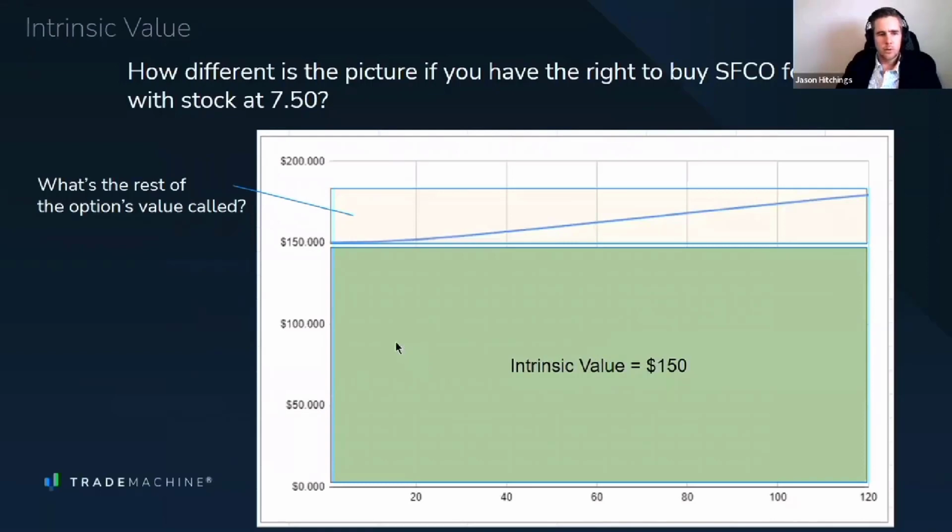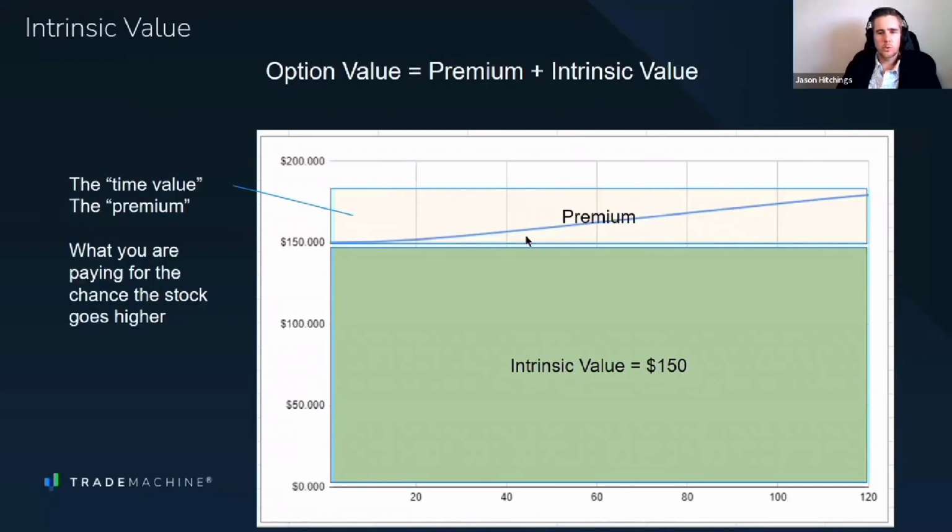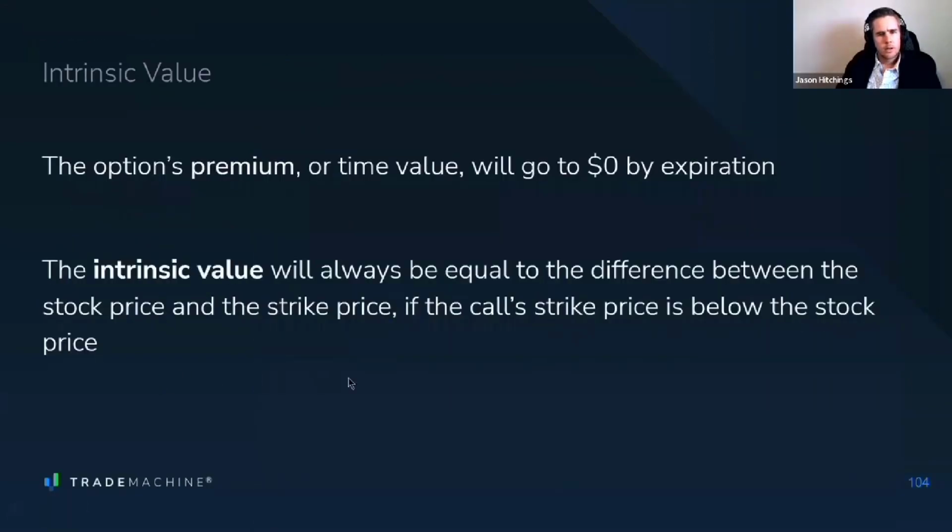But there's this other component of the value. You have the intrinsic value, the real money that you can get out of the option right now, and then you have this other value, which is from the probability, the chance to capture stock movement over time. That term is referred to as the premium or the time value. And that's how you arrive at your option's value: it's a combination of the premium and the intrinsic value. So the premium will go to 0 by expiration. The intrinsic value will remain in there as long as the stock is at the same level. If you can buy the stock at less than the current value, if the strike is below the stock price, that intrinsic value will stay in the option. It's not affected by time.